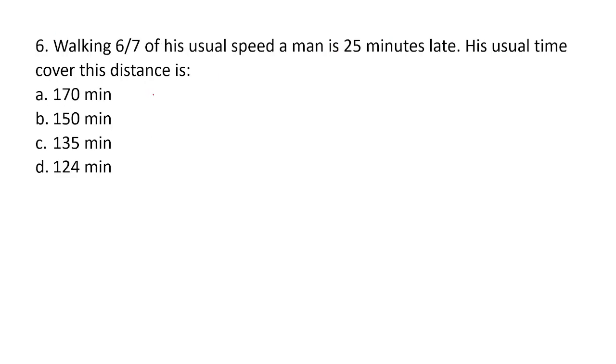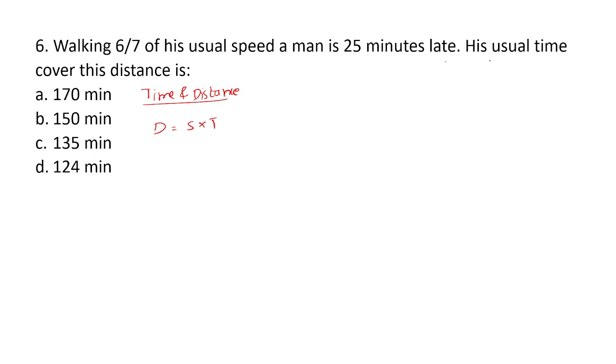Fine. So this is a question on time and distance, guys. So please be careful. We can solve this problem in many ways. Okay, let's see. The first usual method. We know that distance equals speed into time. I'm going to use this. So it is given, walking at 6 by 7 of his usual speed, a man is 25 minutes late.